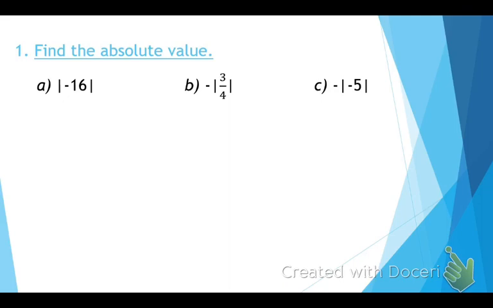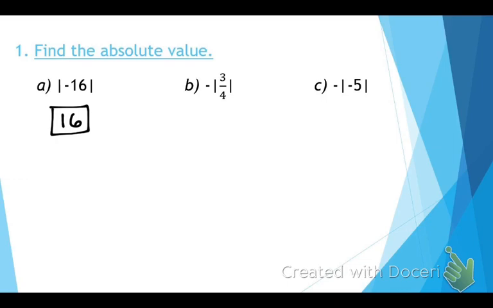We're finding the absolute value. The first one has asked us to find the absolute value of negative 16. Alexis, what do you think that answer is? Just 16, you are correct. Okay, remember you cannot have a negative absolute value. Let's go on to the next one.